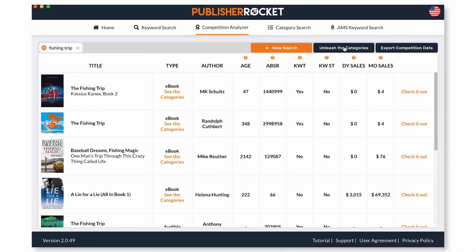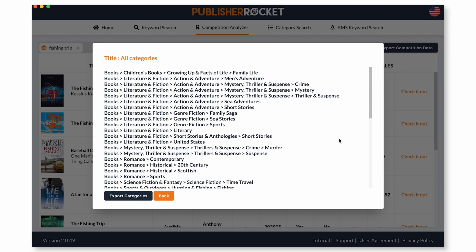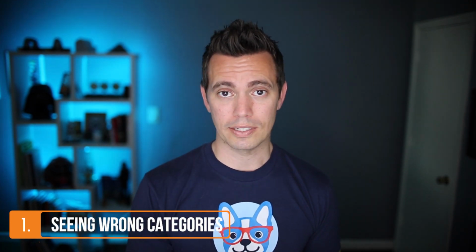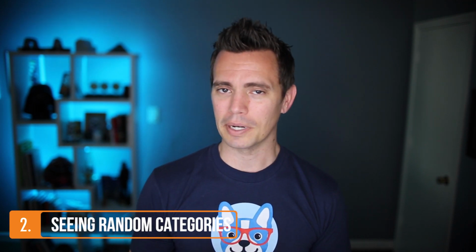So for the past couple of months, authors have been kind of, well, not able to see what categories a book is a part of, whether it's their own or somebody else's. So when we created the Unleash the Category capability on Publisher Rocket, now you can see them, and this is drawing two very important questions. The first is that when authors are testing their own book, they're seeing categories that they didn't either ask for or ones that they don't want. And so we're going to explain why that's happening. The second thing is that authors are also seeing a bunch of categories that do not belong to a certain book, and we're going to cover that.